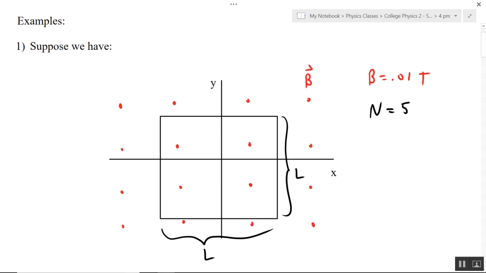So in this case, you have a square wire that has sides L by L. It's put in a magnetic field in the positive Z direction. The magnetic field is 0.01 Tesla. The thing is wound 5 times. And what you're doing here is changing the length of the sides. Because you change the length of the sides, that changes the area of the square, which changes the magnetic flux, which produces an EMF. It also produces a current. And the current goes in a specific direction, which is the whole point of this problem.